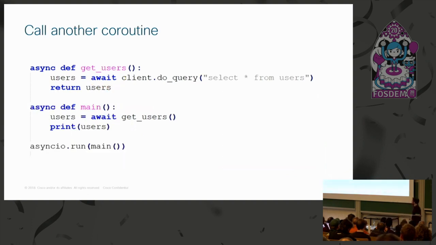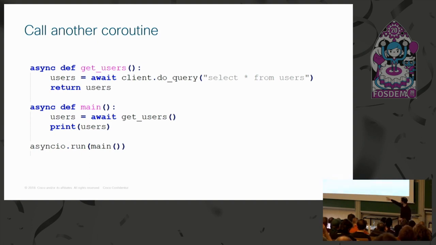We can also use the await to call another coroutine. For instance, here we have a main function and we have a getUsers function. And the main function is calling getUsers. But getUsers is an async function, which means that if you call it, you don't get a response, but actually you get a coroutine object. And you have to use await in front of it in order to get the actual result. So the await keyword is very often used to await the outcome of another coroutine.